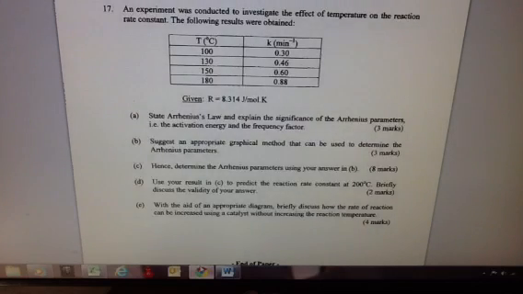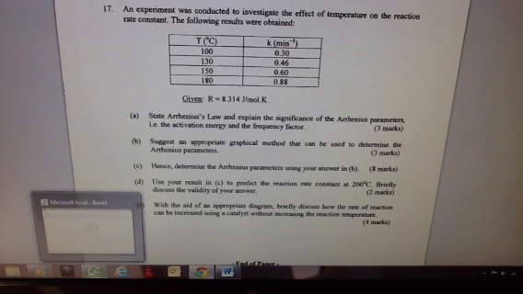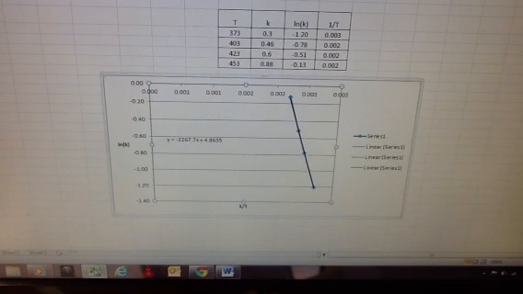Part C. Hence, determine the Arrhenius parameters using your answer in B. So in an exam, you will plot a graph using graph paper and work out the equation, and voila, you get your gradient and your y-intercept. But in this case, for better illustration, I am using Excel.